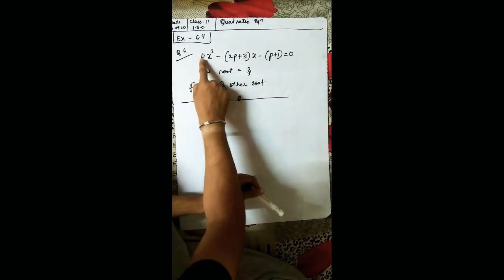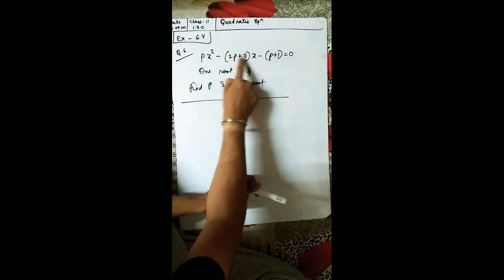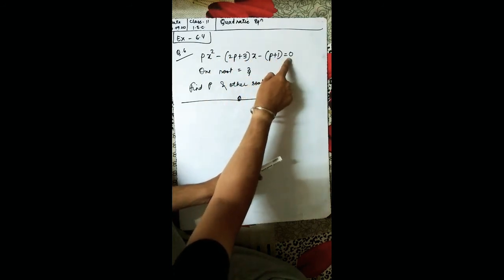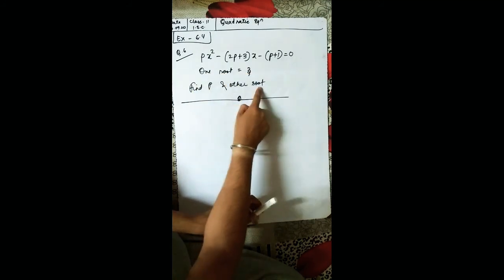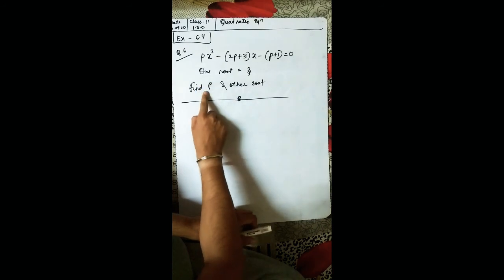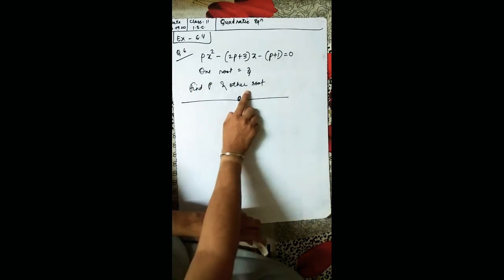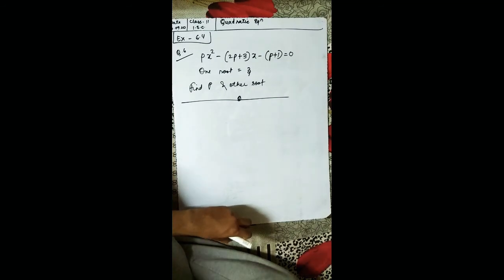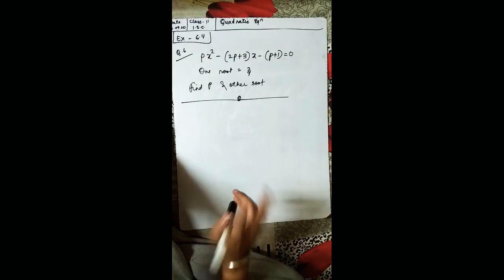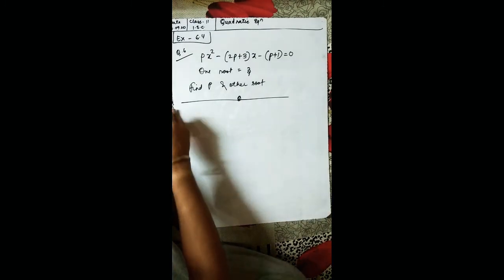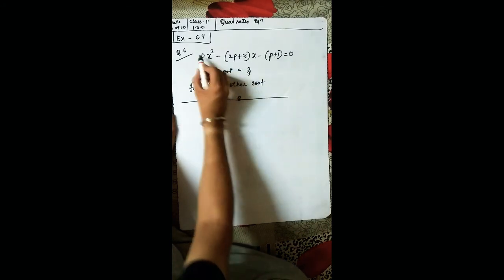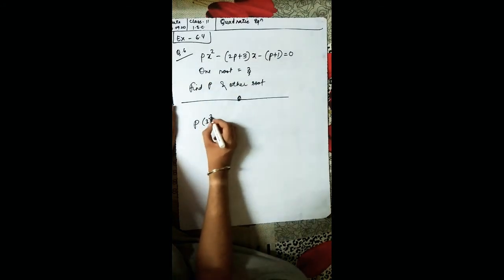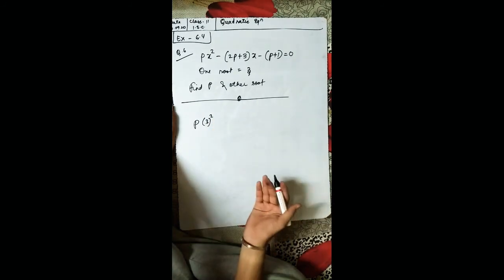You are given that px square minus 2p plus 3 times of x minus p plus 1 equal to 0, and you are given that one root is equal to 3. Find p and the other root. You have to find the value of p and also what will be the other root of it. So how are we going to do this question? For this question you have two ways. The one very common way is you have one value of x, that is 3, you put it in this equation, because we know both roots of the equation satisfy the equation.